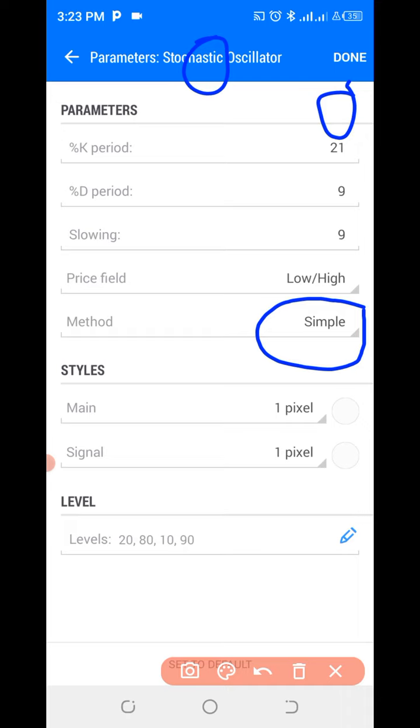We integrate both the fast signal and the slow signal, then we filter it out with our D period. So that is the pros and cons of this strategy, right? That is the pros and cons of this strategy.